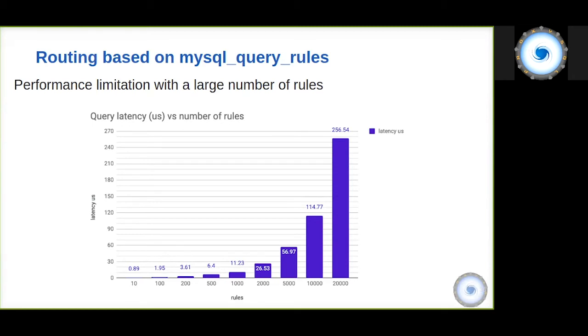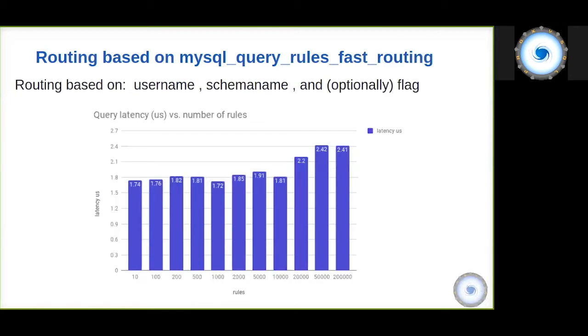So a long time ago, we implemented a new table called mysql_query_rules_fast_routing, in which we do not have this performance penalty. Under the hood it is implemented as a hash table. So no matter if you have 10 rules or 200,000 rules, the performance is almost identical. The drawback here is that it will consume a lot of memory because it has to create those huge hash maps.